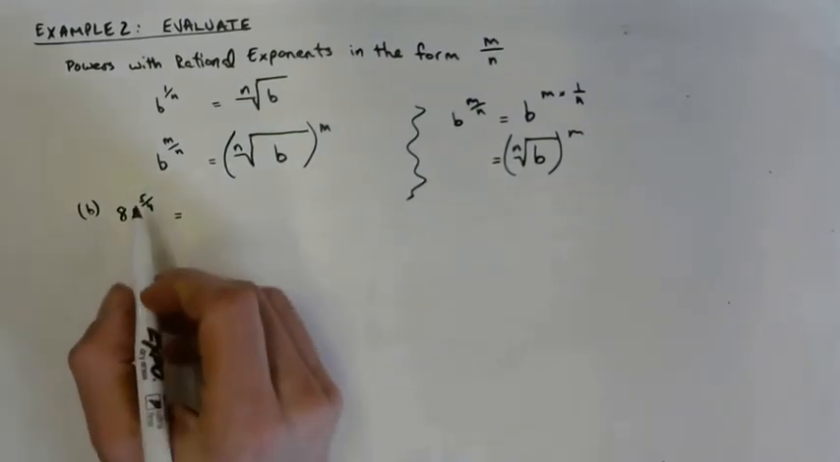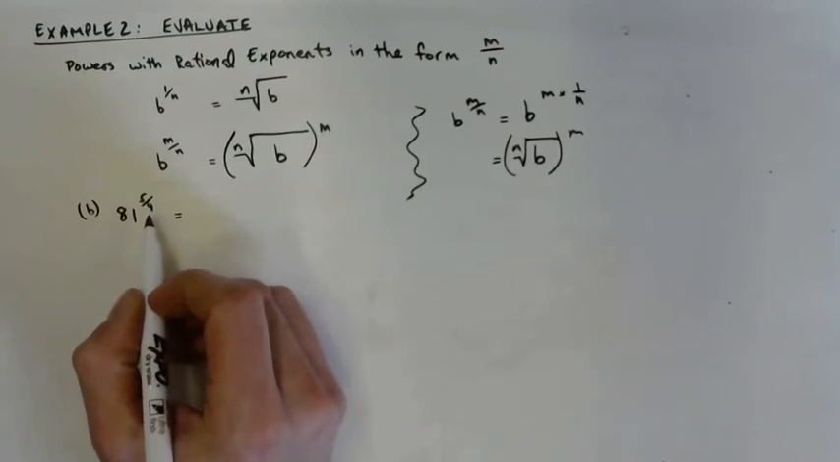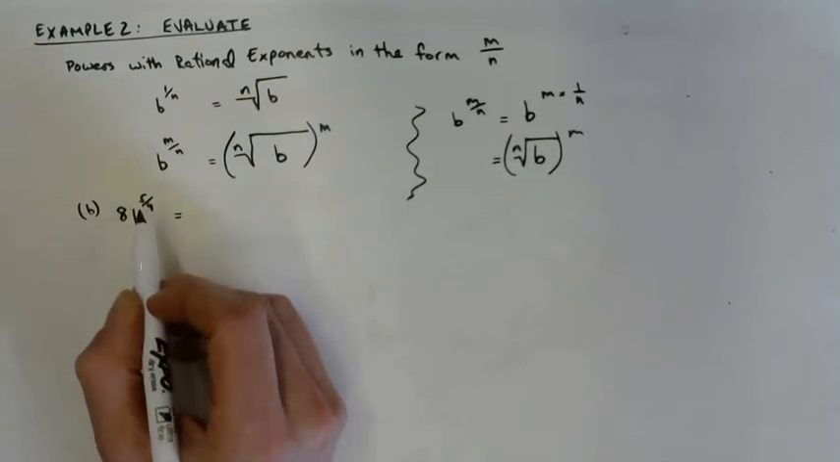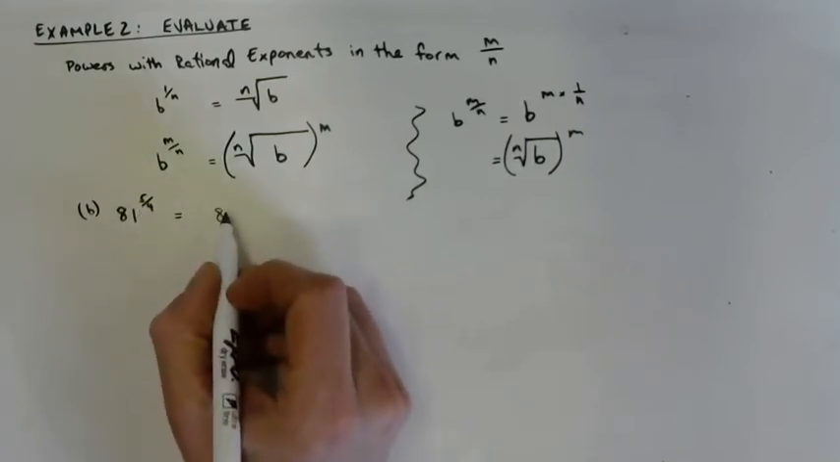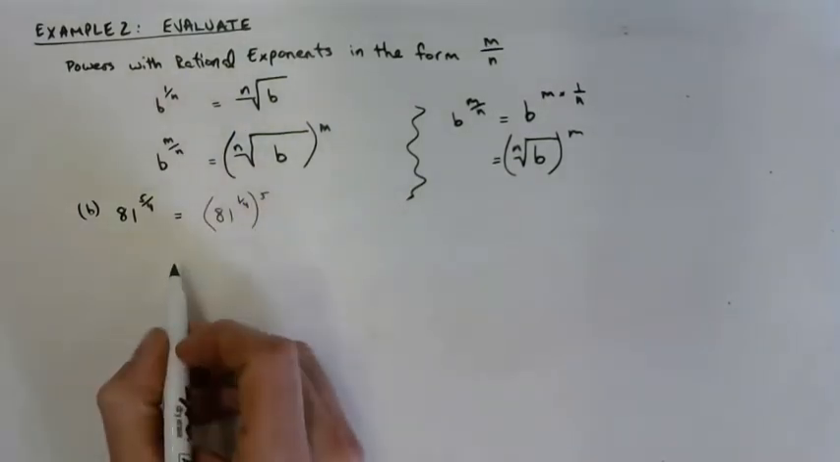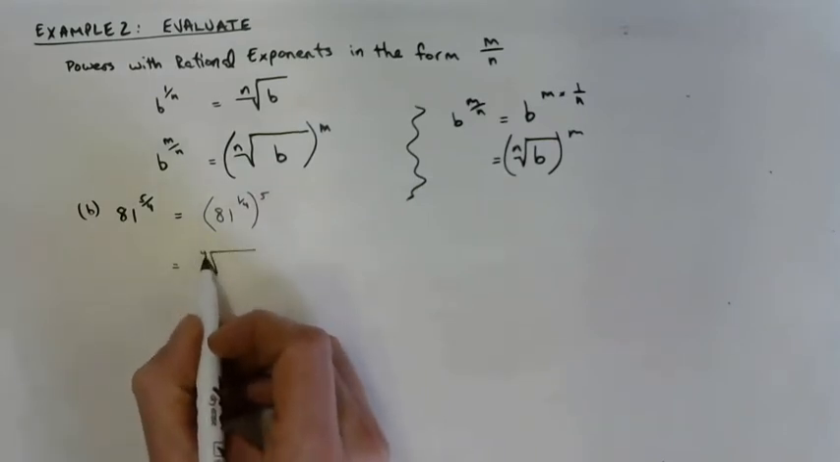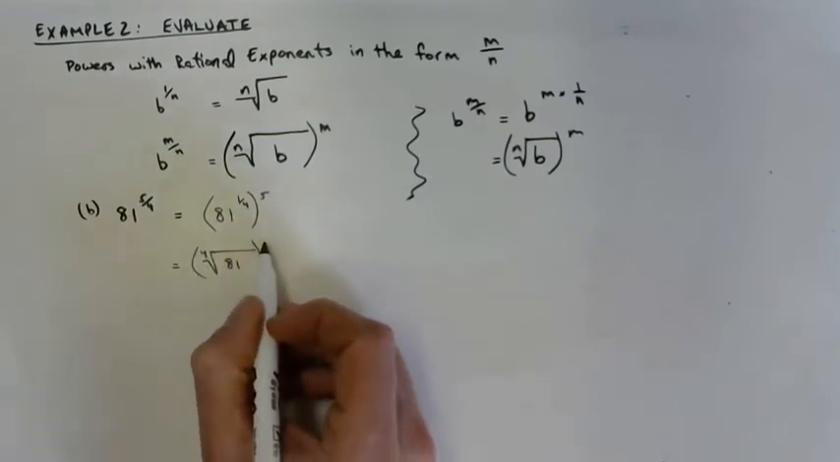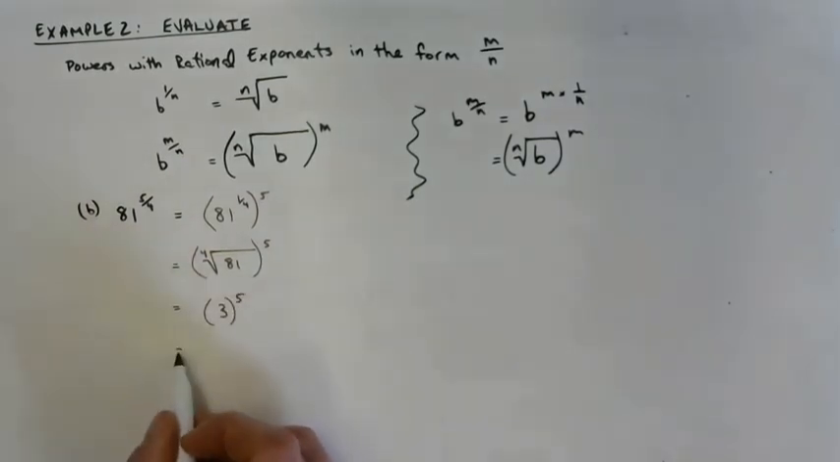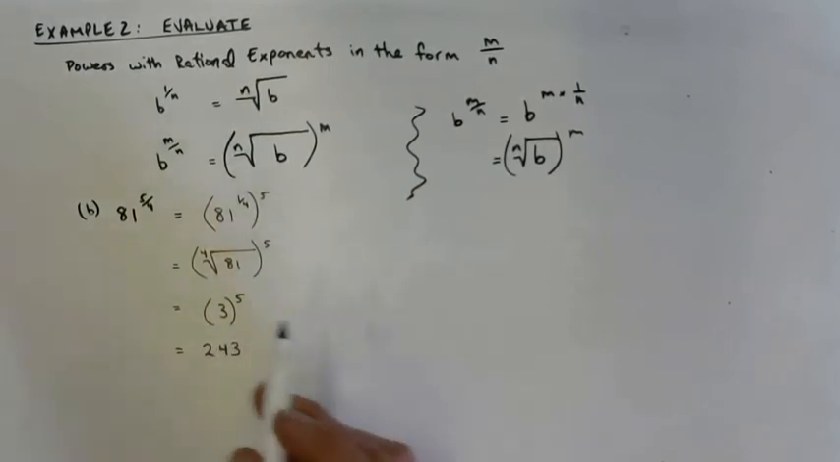In B, we have 81 to the power of 5 over 4. So again, I know I'm taking the 4th root of 81, and then I'm going to raise it to the power of 5. So this looks like this. 81 to the power of 1/4 to the power of 5, which is the 4th root of 81 to the power of 5. The 4th root of 81 is 3. 3 to the power of 5, I'd probably use my calculator for that, but 3 times 3 times 3 times 3 times 3 is 243. So 81 to the power of 5/4 is 243.